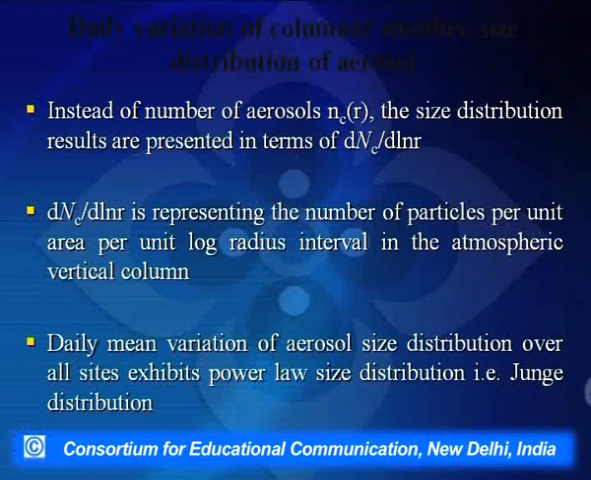Okay. One more result that I would like to show is its number distribution. Here, in our particular case, instead of number of aerosols, we have presented it in the form of dNc upon dlnr. dlnr basically represents the number of particles per unit area per unit log radius interval in the atmospheric vertical column. Daily mean variation of aerosol distribution over all sites exhibits power law size distribution, that is Junge's distribution.